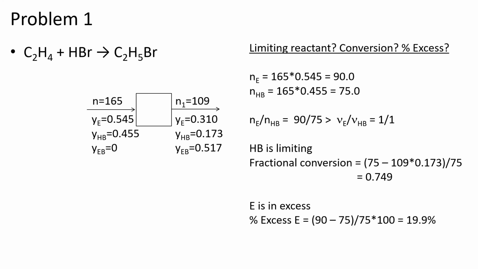We're finally to the point that we can actually answer the questions that were posed initially in the problem statement. First, what is the limiting reactant? Then what's the conversion of that limiting reactant? And what's the percent excess of the other reactant?